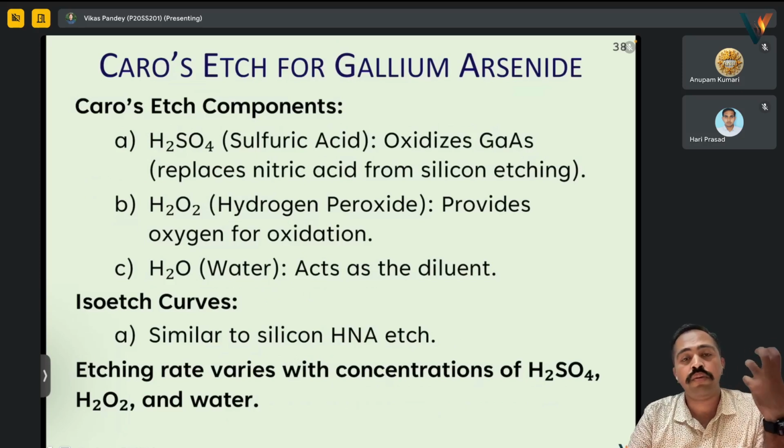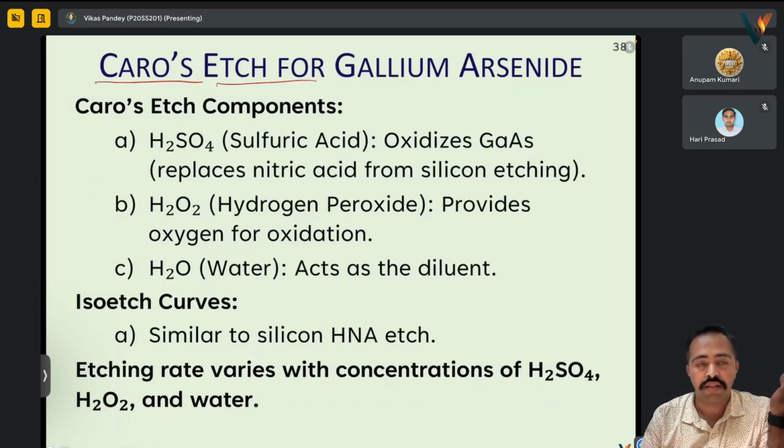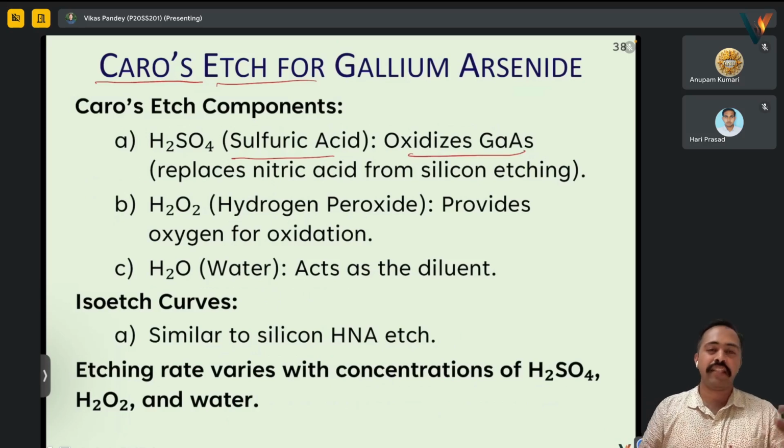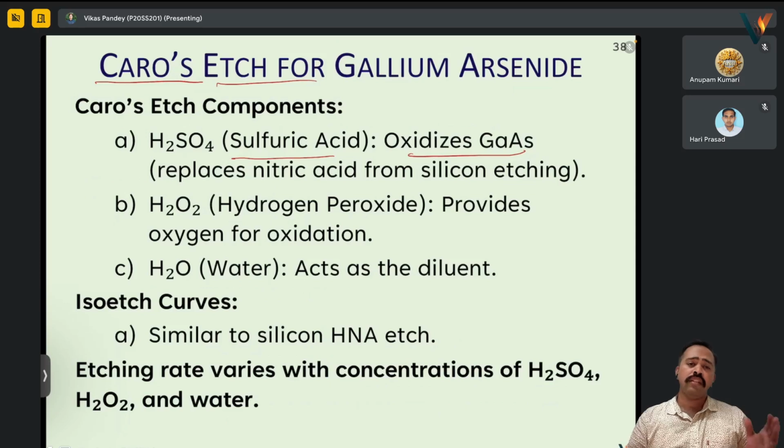So the method to etch gallium arsenide is Caro's etch method. It contains sulfuric acid, which oxidizes gallium arsenide. If we compare it with HNA, it is similar to that, but here, instead of HNO3, H2SO4, sulfuric acid, plays the role of oxidizing the gallium arsenide. Then hydrogen peroxide provides oxygen for oxidation. So it is a combination of sulfuric acid and hydrogen peroxide that does the etching.